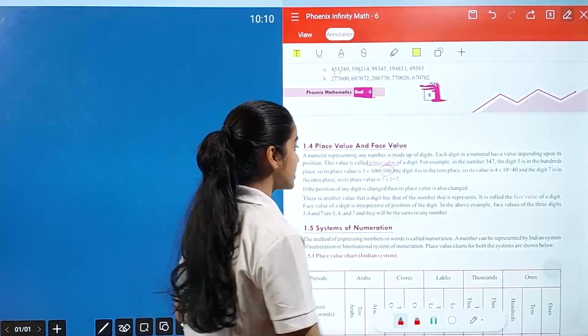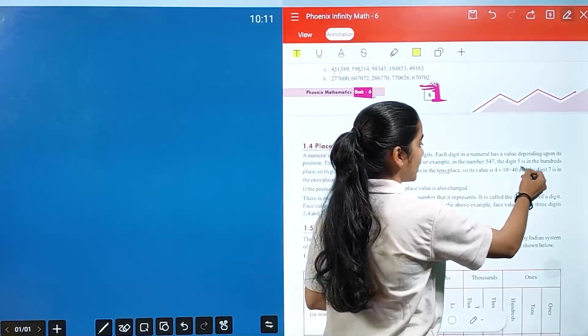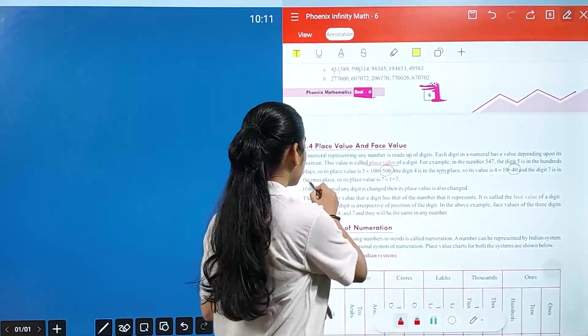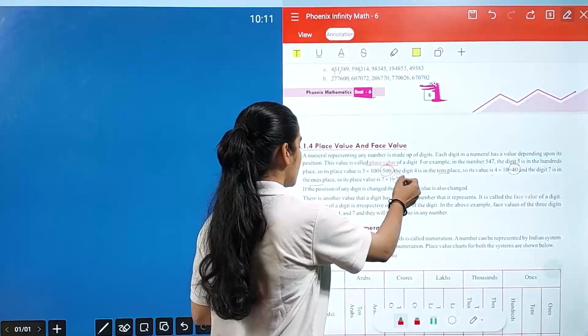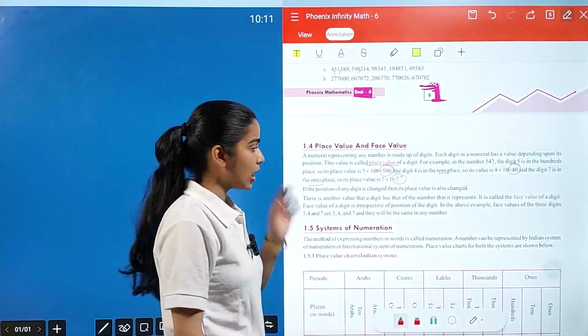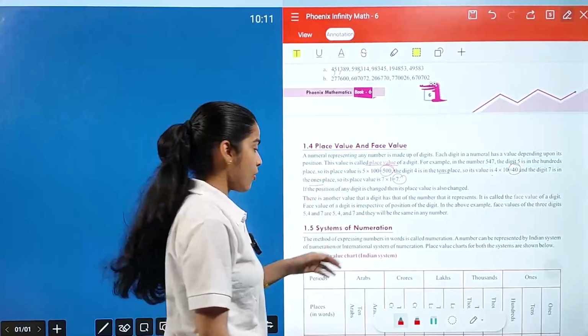The digit 4 is in its tens place, so 4 multiplied by 10 is 40. 7 is in its ones place, so 7 multiplied by 1 is 7. So I hope it is clear to you how you can calculate the place value of any number.